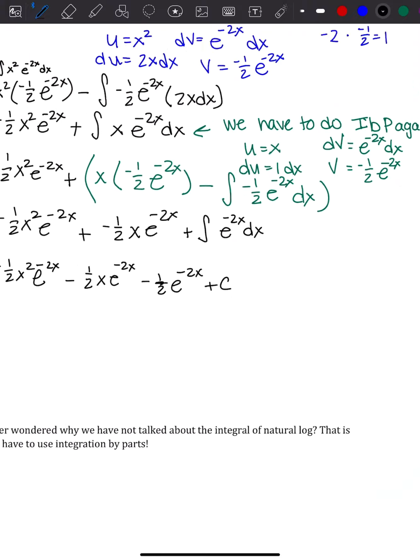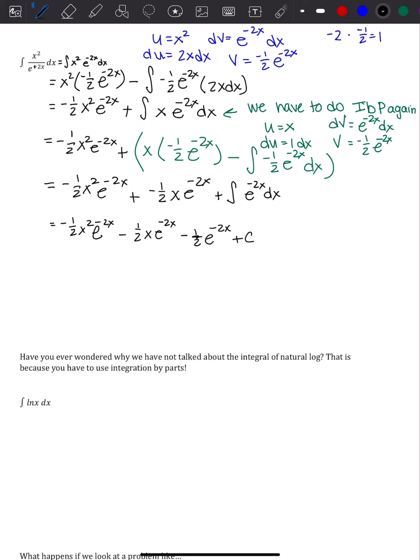Sometimes when we look at problems like this, we have to do integration by parts multiple times. Thankfully on the AP test, if they do, they will only make you do it twice. They wouldn't make you do it more than that. But they might not even make you do multiple times at all. You just have to know that it is a possibility. It is something they could ask you to do.